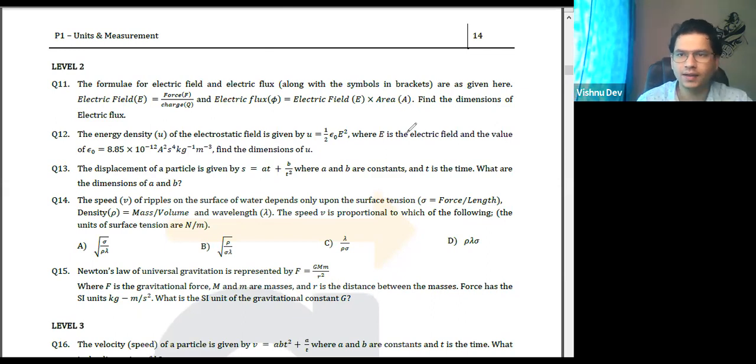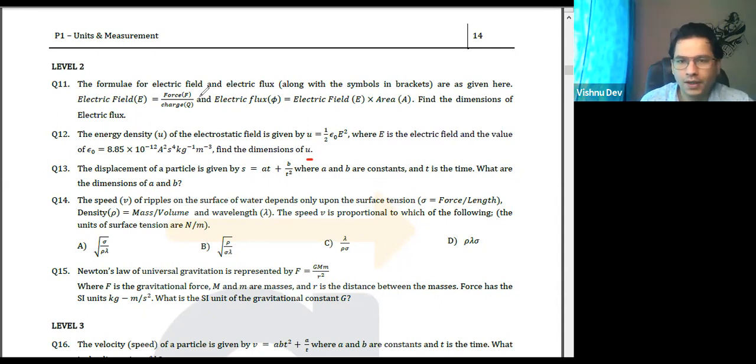The energy density u of the electrostatic field is given by this, where epsilon naught is given. Find the dimension of u. Now think about it. First of all, you cannot solve it because you don't know what is electric field. Yes or no? Tell me. That's the first thing. I don't know what is electric field. How can I find it?